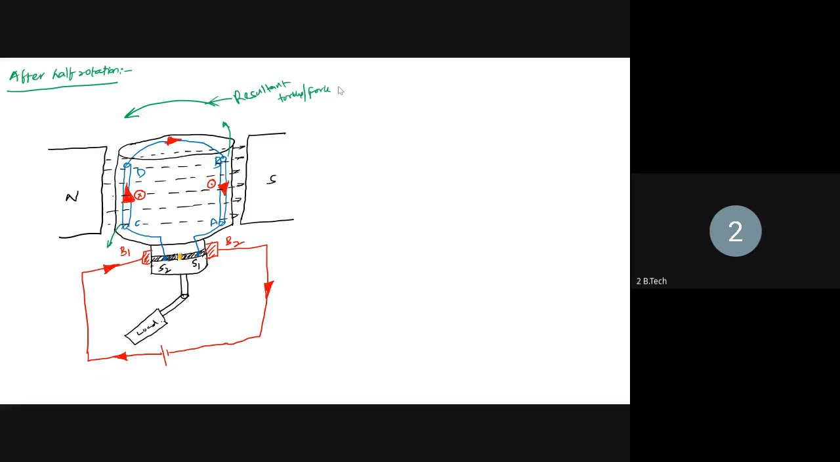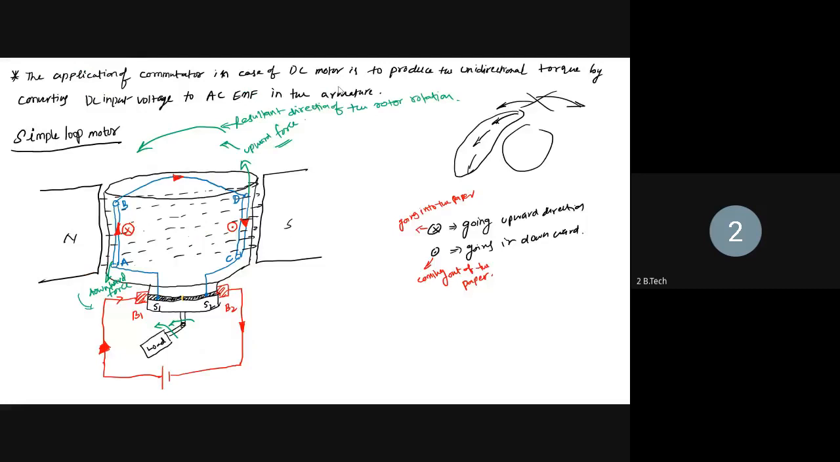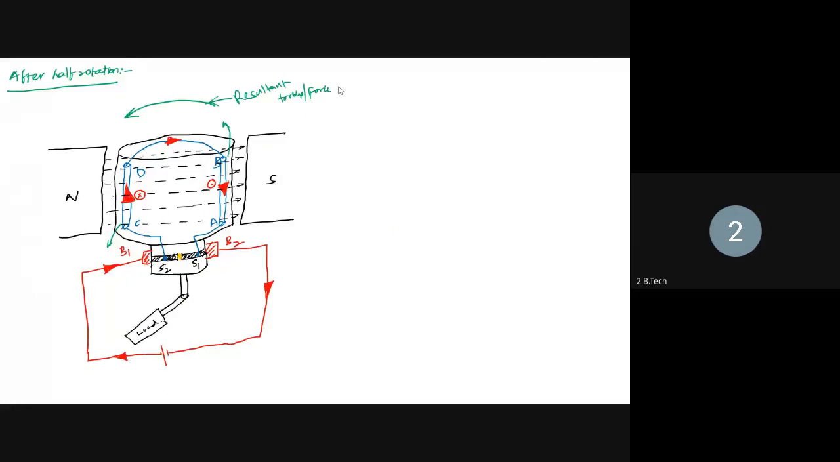So in both the cases, it is rotating in the same direction. The application of the commutator is to produce unidirectional torque in the case of a motor. Otherwise, it converts DC to AC. So the direct current here to AC.